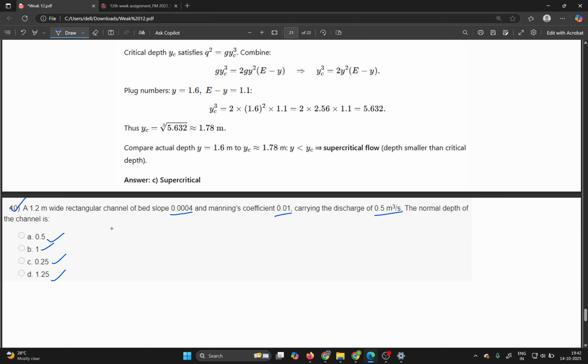So here you have the rectangular channel again. Slope you have 0.0004. Discharge is given, and Manning's coefficient is 0.01, and wide means here I'll write the B value is 1.2 meter. So the normal depth you need to calculate, means the depth you need to calculate here.